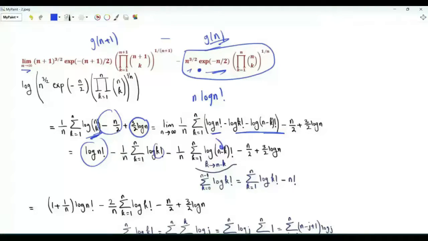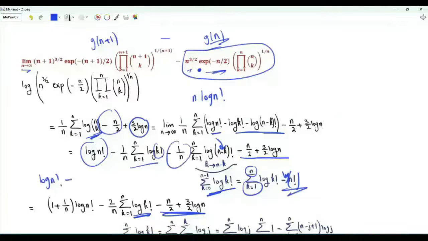Then a similar sum with k replaced by n minus k. In this sum, replace k by n minus k. We get summation k from 0 to n minus 1 log k factorial. Log 0 factorial is 0, so we can start the sum from 1. We can extend the sum to n. Then we need to subtract log n factorial. Now we have minus n over 2 plus 3 log n over 2. Then we have minus 2 over n summation k from 1 to n log k factorial. Finally, we have log n factorial plus log n factorial over n.